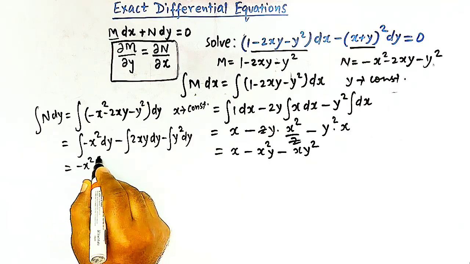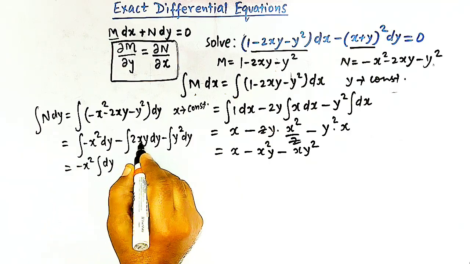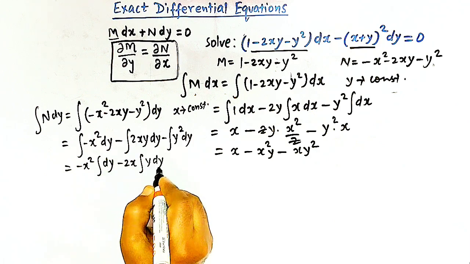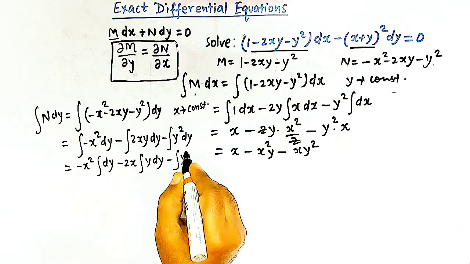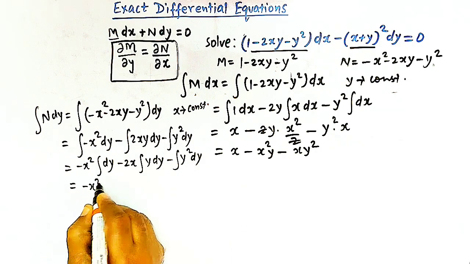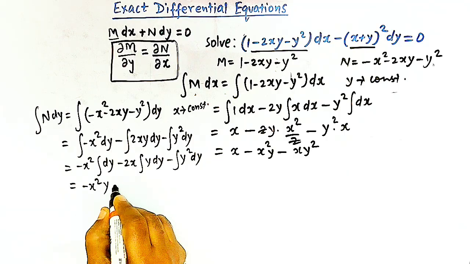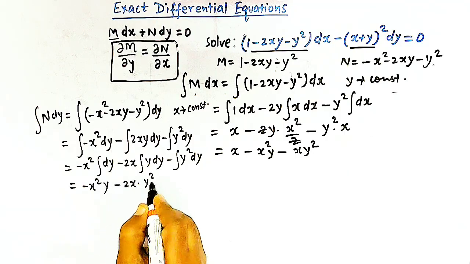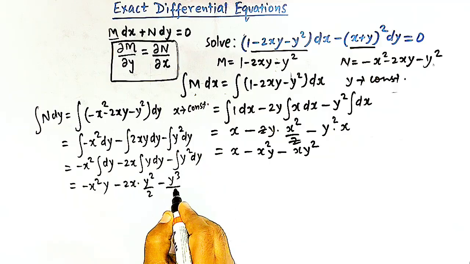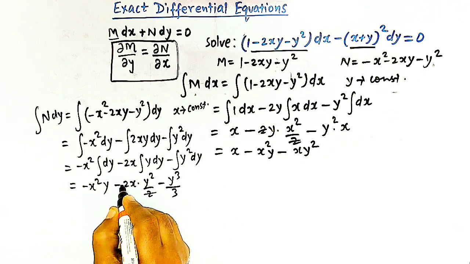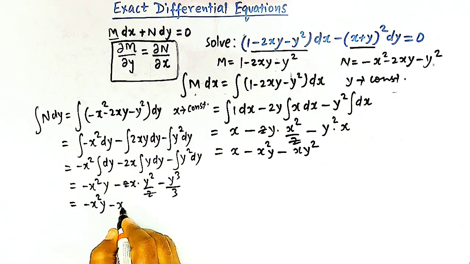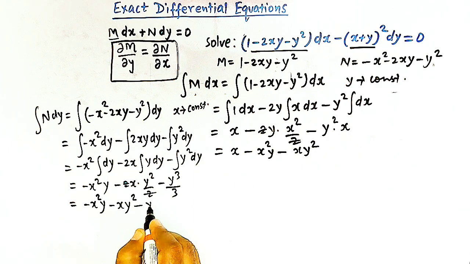So we have minus x square integral of dy. Here we have minus 2x outside the integral, we have y dy, and then we have integral of y square dy, right? So we have minus x square, here we have simply y, here we have minus 2x times y square over 2, and here we have y cube over 3. So here 2 and 2 get cancelled, so we have minus x square y minus xy square and minus y cube over 3, right?